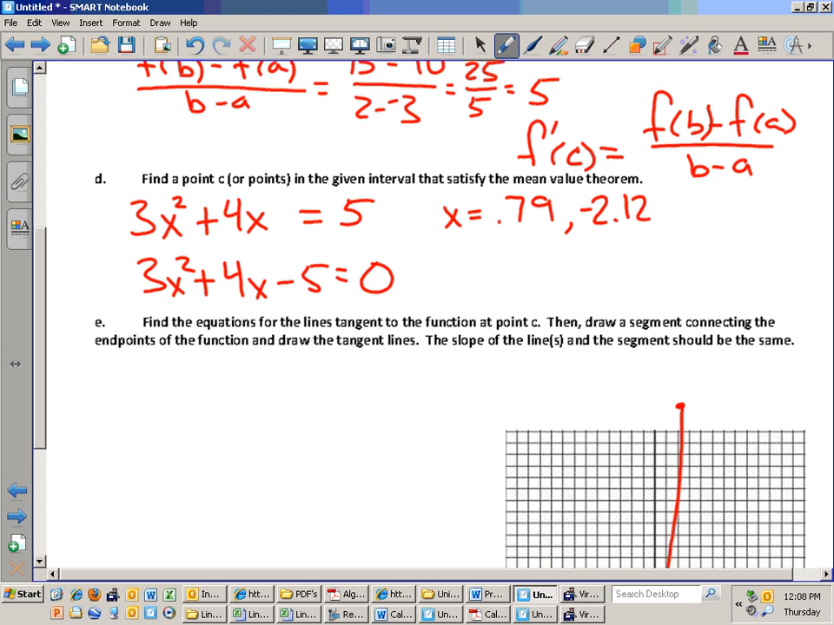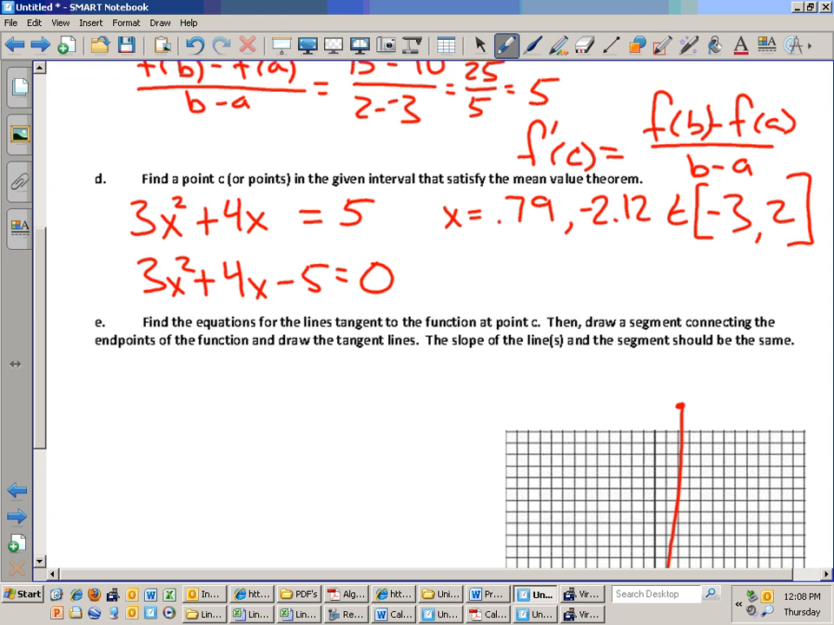And again, I knew that -3 1/3 wasn't correct. How did I know that? That's not in our interval. Very good. That would be outside our interval. Are these two within our interval? Yes, those two exist within our interval from -3 to +2. So those are 2 points that work.